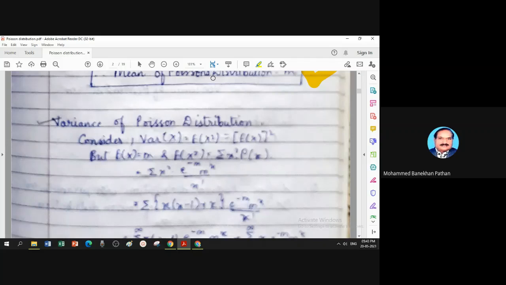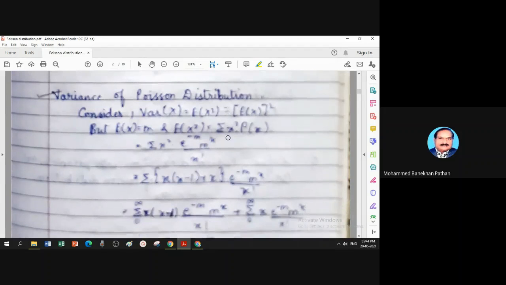Otherwise, we got mean of binomial, variance of binomial, mean of uniform, variance of uniform. Similarly, we got mean of hypergeometric, variance of hypergeometric, and so on. So the way of derivations are exactly parallel. This is very easy if you take the help of semester 1 feedback and try to understand your semester 2. Let us proceed. Variance of Poisson distribution.